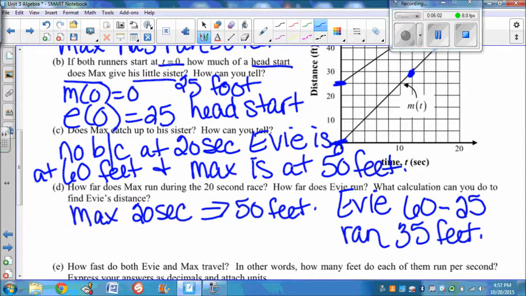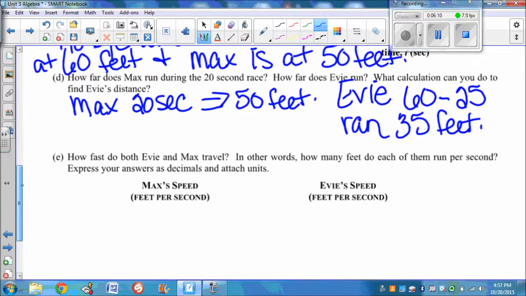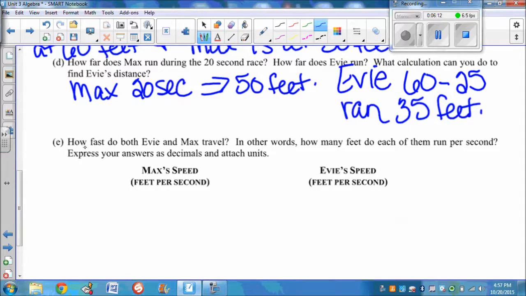Now it says, what calculation can you do to find Evie's distance? We subtracted. And part E says, how fast do both Evie and Max travel? So now we're talking about speed. In other words, how many feet do each of them run per second?